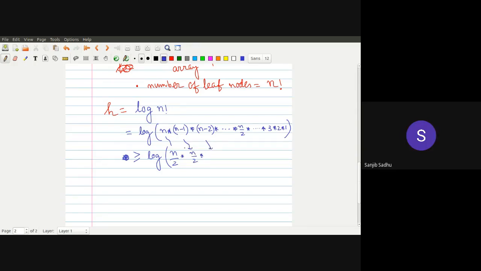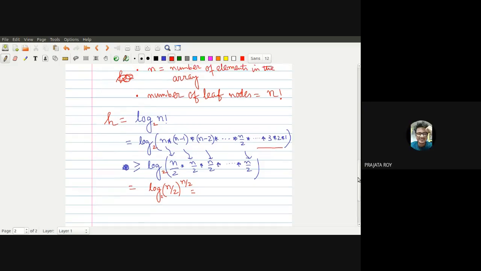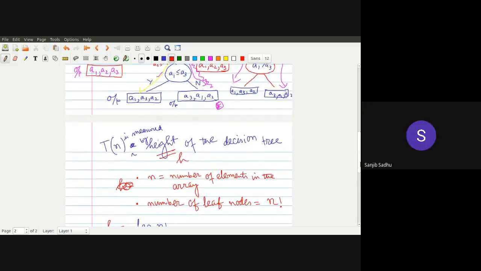This term is also greater than or equal to n by 2. I am writing this and ignoring this portion. So automatically this multiplication will be greater than this, so log of this will also be greater than this. Now what is this value? Whole to the power n by 2. So you know this is base 2 automatically. Why? Because every internal node has two branches.